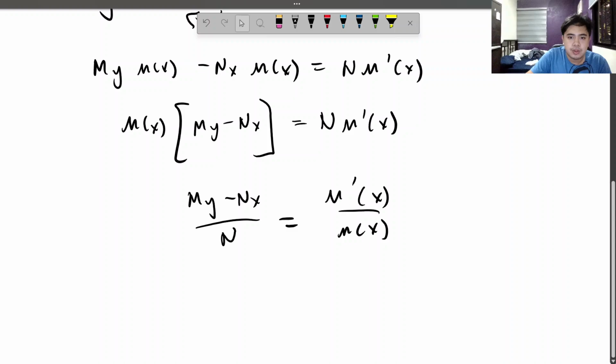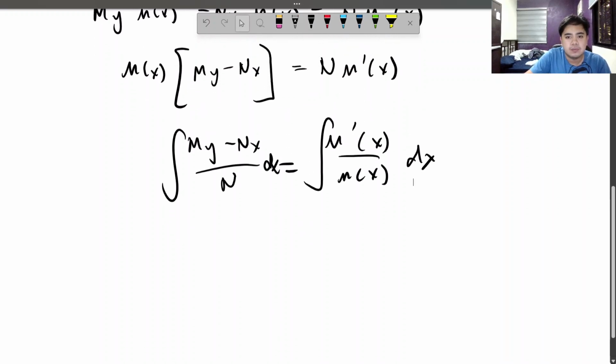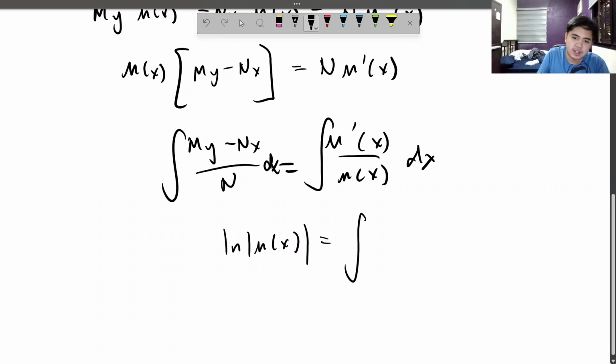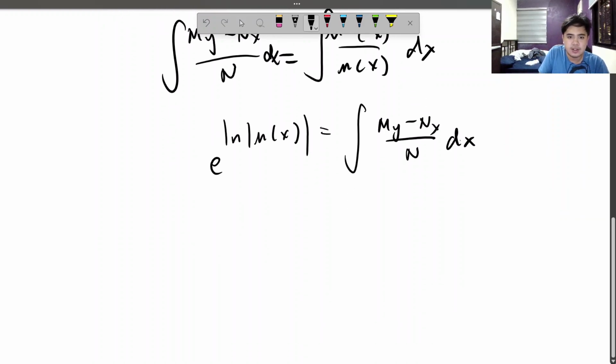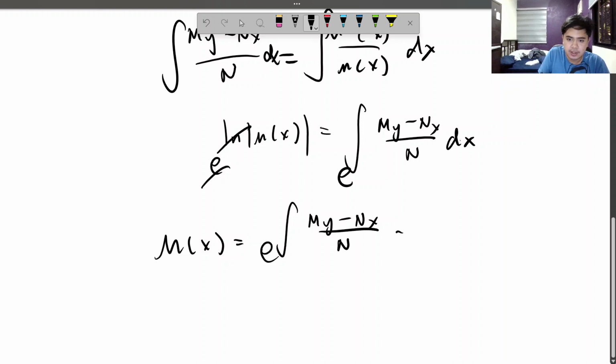All right. Here we can spot how we can solve this, right? Integrate both sides with respect to x. This is an easy ln of mu of x. This is, well, we don't know what it is yet, so the integral of my minus nx over n dx. Then we raise e to both sides. Canceling this, we get mu of x equals e to the power of the integral of my minus nx over n dx.